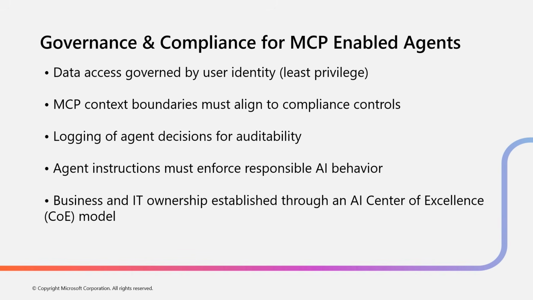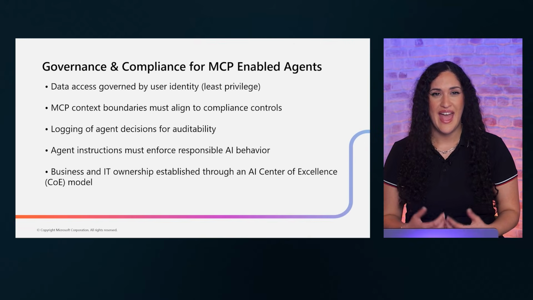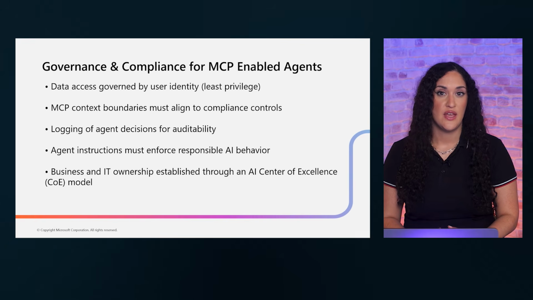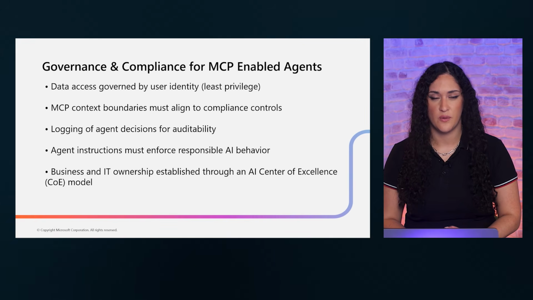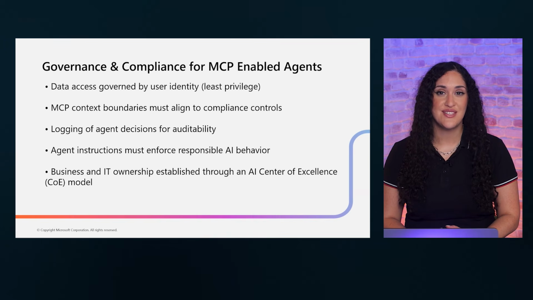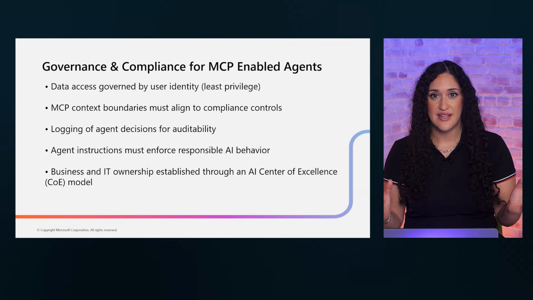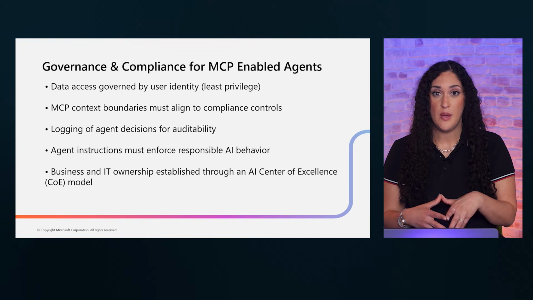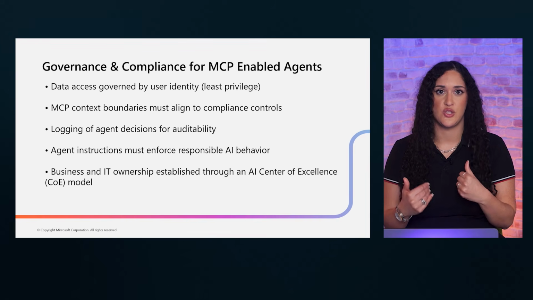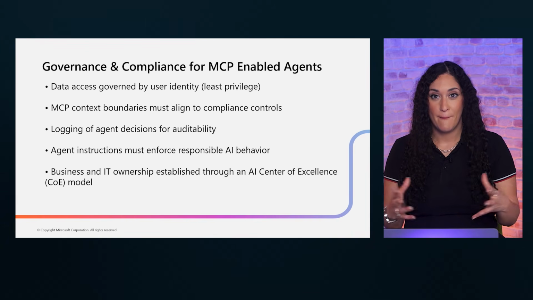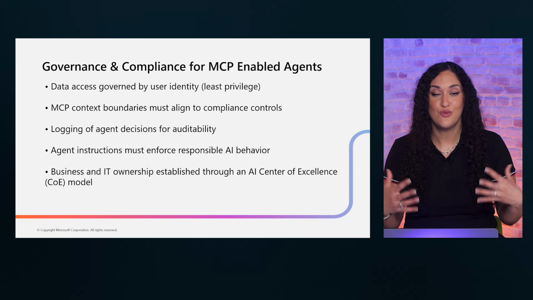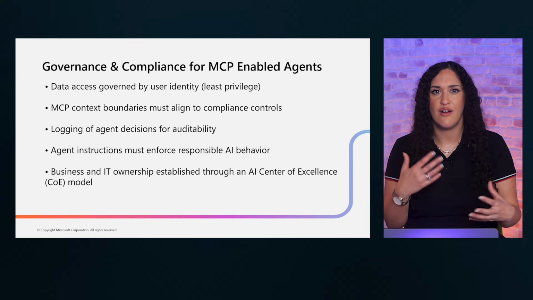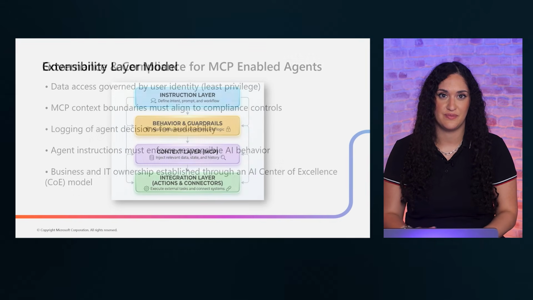Governance and compliance for MCP-enabled agents require attention to 5 key areas. Data access must be governed by user identity following least privilege. MCP context boundaries must align with compliance controls. Agent decisions must be logged for auditability. Instructions must enforce responsible AI behavior, and ownership must be established through an AI Center of Excellence model. The best practice is to make governance automated, not manual. Build compliance checks into the agent pipeline so they happen automatically with every deployment. Manual governance does not scale, and in a fast-moving AI landscape, slow governance means either unsafe deployments or stalled innovation.